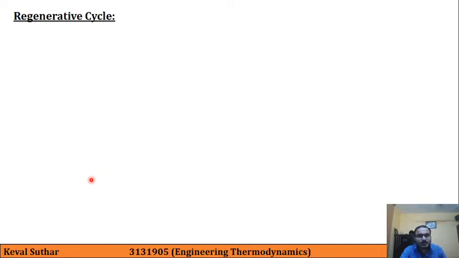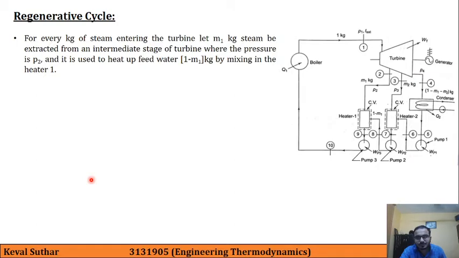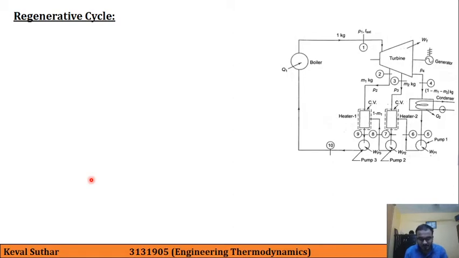Now we are beginning our new topic, that is regenerative cycle. So first we need to focus on this figure. First of all, let's understand how regenerative cycle is different from our standard Rankine cycle. So if you see, our boiler is as it is, there is no difference in this. Here Q1 heat is added. For convenience purpose, the mass of steam is taken as 1 kg.